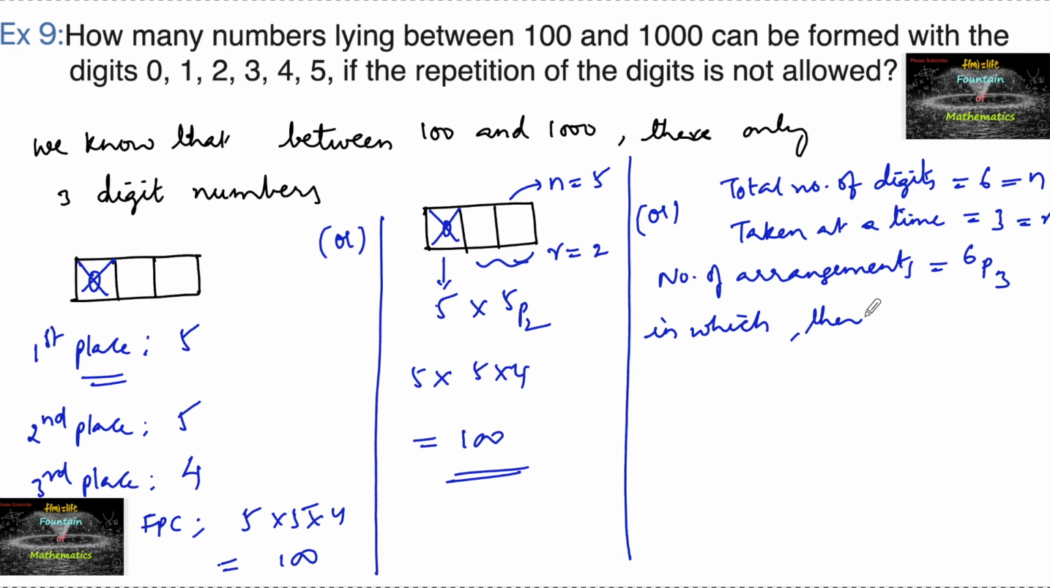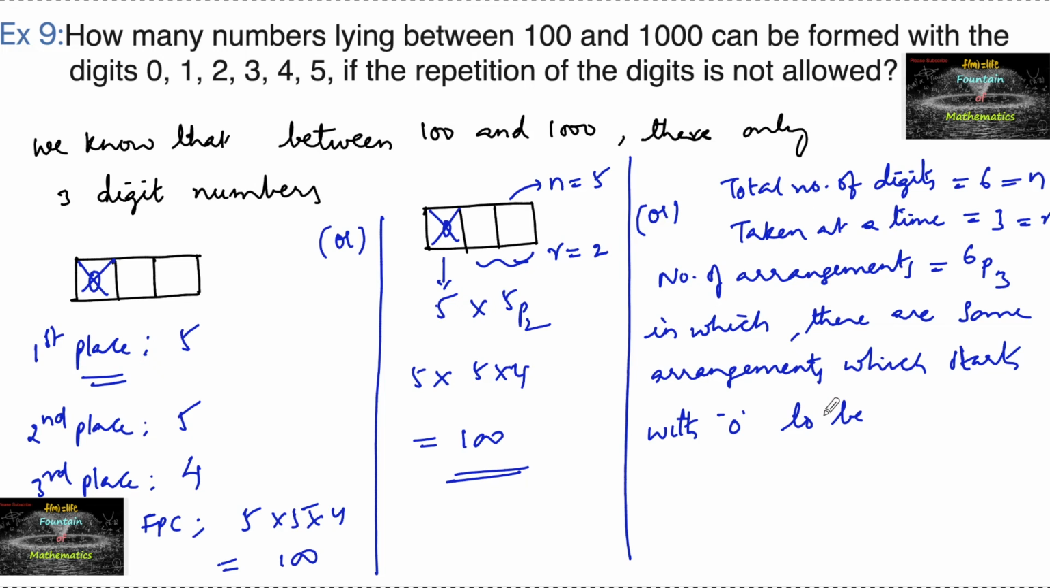in which there are some arrangements which start with 0, to be removed. Those are to be removed.